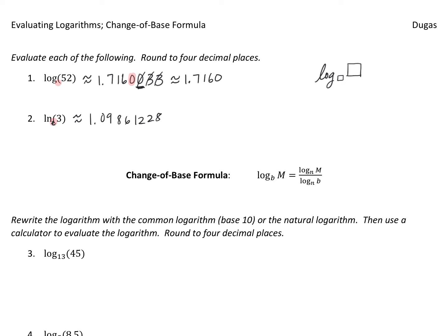So I want 0986. I want to end here at the 6, and then I look at the number after the 6 to decide if it stays a 6 or it goes up to a 7. So since the number after the 6 is a 1, that means that the 6 is going to stay a 6. So rounded correctly, I will have 1.0986. So simple enough. You just put it in your calculator and make sure you round appropriately.